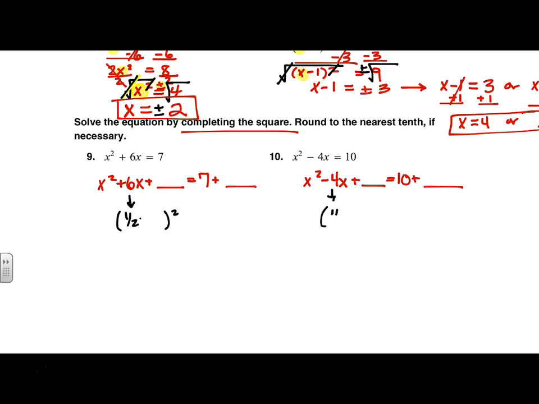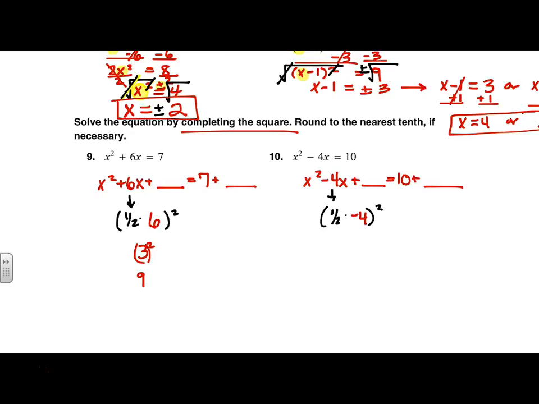And for number 10, what am I going to put in this little formula? Good. Negative 4. Put in a 6 and put in a negative 4. So 1/2 of 6, cut 6 in half and you get 3. And 3 squared is 9. So I'm going to go ahead and put in 9.